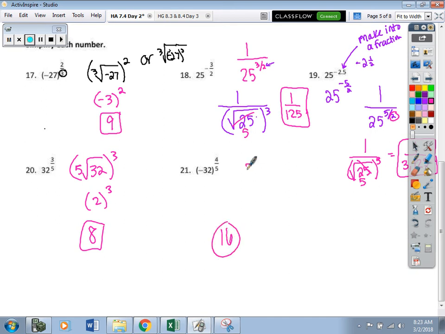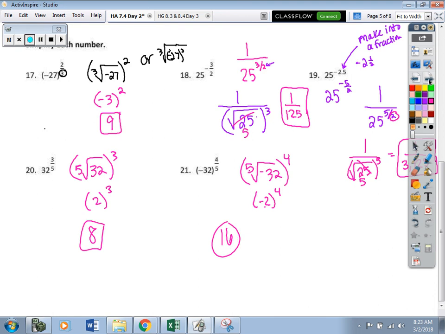So this one was the 5th root of negative 32 to the 4th. The 5th root of negative 32 is negative 2. Remember, an odd root, take the root, it's negative. And then since we're raising that to an even, it will be a positive. Make sure you don't have a negative 16.